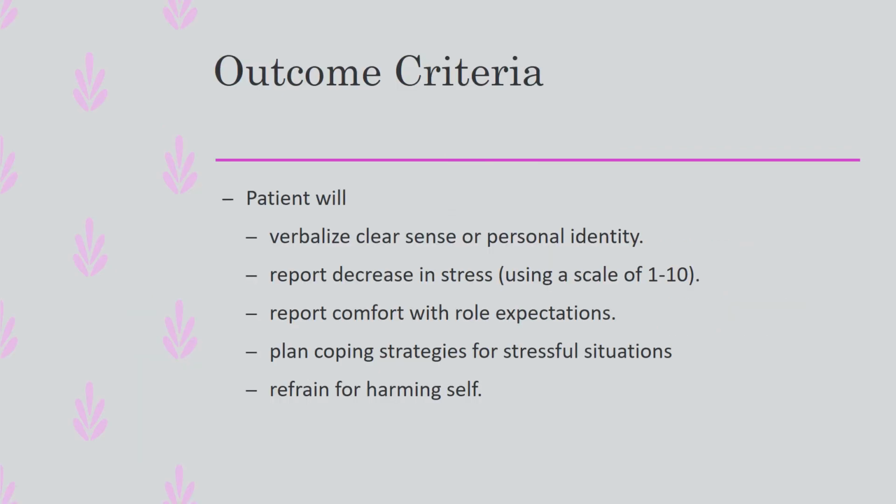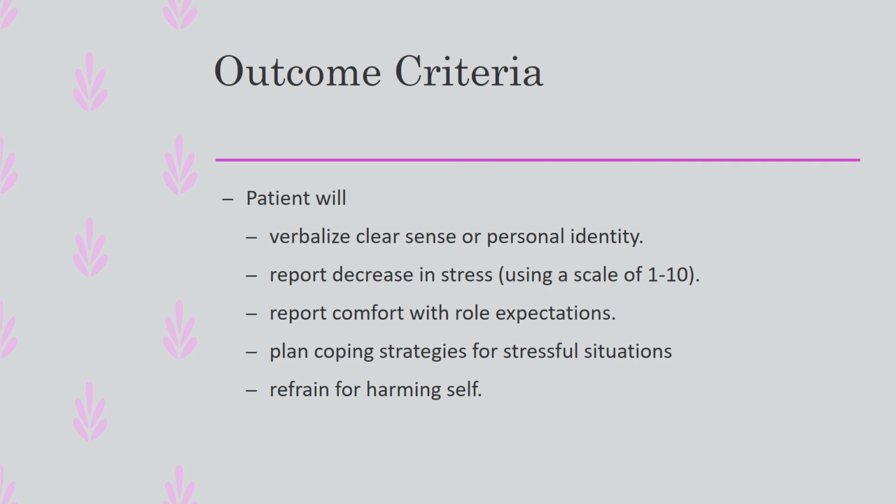So next we'll cover outcome criteria for these particular clients. By the end of their hospitalization or by the time you finish with them, you want the patient to be able to verbalize a clear sense of personal identity. You want them to be able to report a decrease in stress. Typically, it's very helpful if you put it with a numerical scale, 0 to 10, 0 being no stress at all, 10 being max stress level.